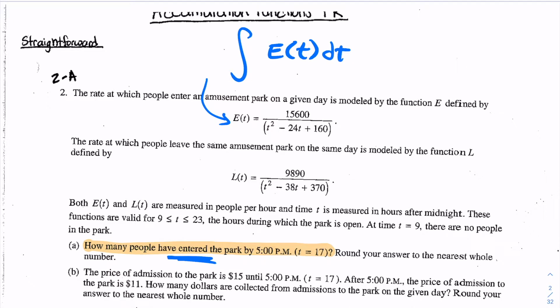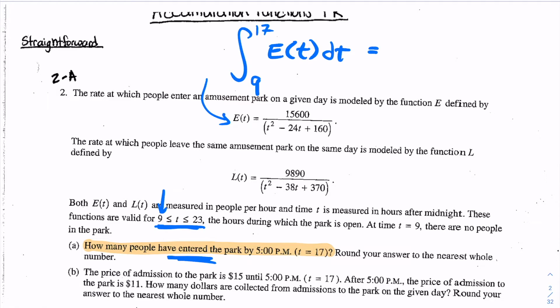And E of t you could write explicitly. You could write 15,600 divided by that quantity, or you could just write E of t. How many people have entered the park by 5 p.m.? Okay, so 5 p.m. Notice how for hours, they go from 9 to 23, so they're using military time here, okay? So we open at 9 in the morning, so I'm going to put 9 here. And then we want to know how many people have accumulated, have entered by 17 or 5 p.m., so you're going to put 17 right up here.